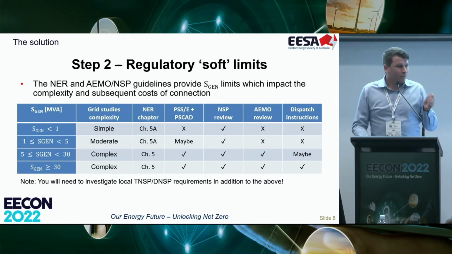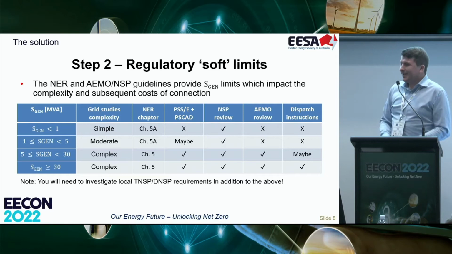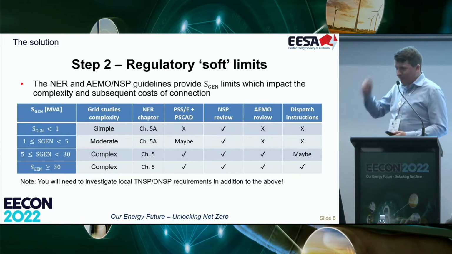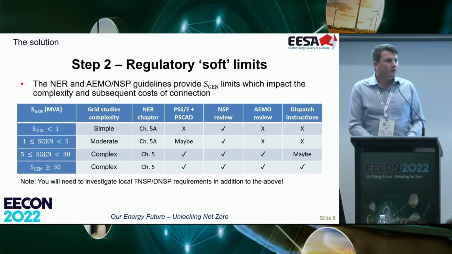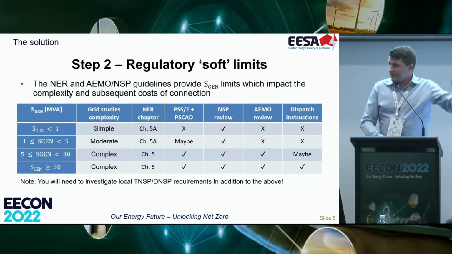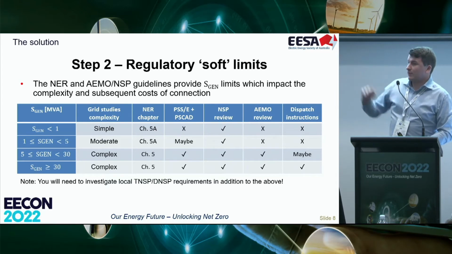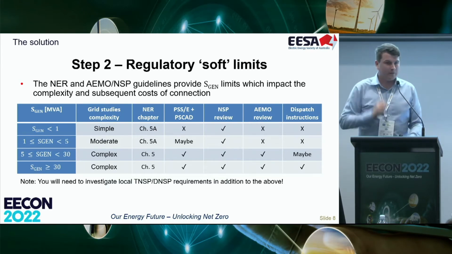And the thing I hammer into my colleagues, having colleagues here as well, is that 5 MVA. Don't go above 5 MVA. If you have to go above 5 MVA, go well above 5 MVA. Because the difference between the Chapter 5A connection process and the more scary Chapter 5 connection process is 5 MVA.